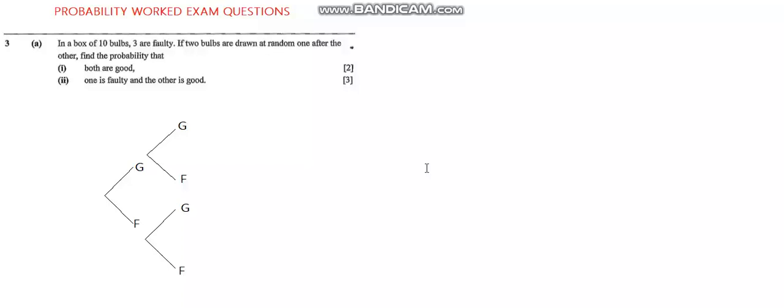In this video, we'll continue looking at probability. I have a question here. In a box of 10 bulbs, 3 are faulty. So a box has got 10 bulbs, and they're saying out of 10, 3 are faulty. Let me use F. If 2 bulbs are drawn at random, one after the other, find the probability. If the 3 are faulty, the remaining 7 must be good, so that we have the complete set out of 10.